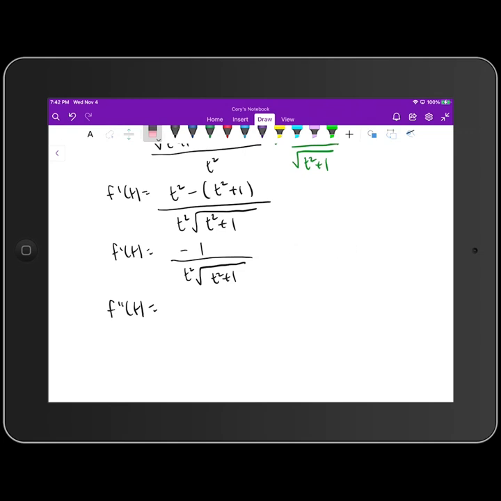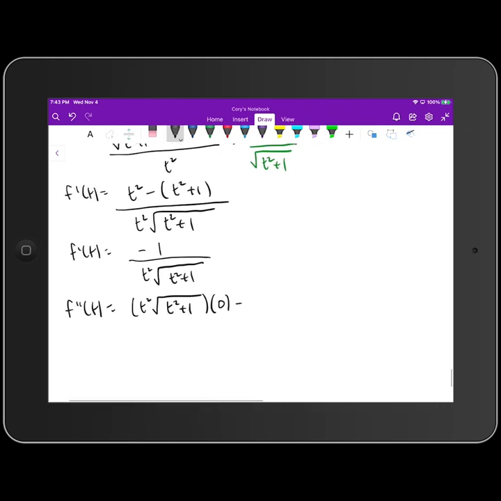Okay, so using quotient rule, it's going to be low, so that's t squared rad t squared plus 1, d high, the derivative of the top function, is 0, minus high, so that's -1, d low. For me to take the derivative of the bottom function, I'm going to have to use product rule and chain rule both.